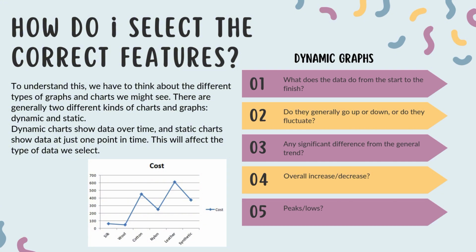In this case, if we have a dynamic graph and I was in the exam, I would be thinking, okay, I need to think about these following questions. What does the data do from the start to the finish? Do they generally go up or down, or do they fluctuate? Are there any significant differences from the general trends? Is there any overall increase or decrease? And are there peaks or lows? So these are the questions I would be asking myself in the exam if I was presented with a dynamic graph. Remember, dynamic graphs always show data over time.